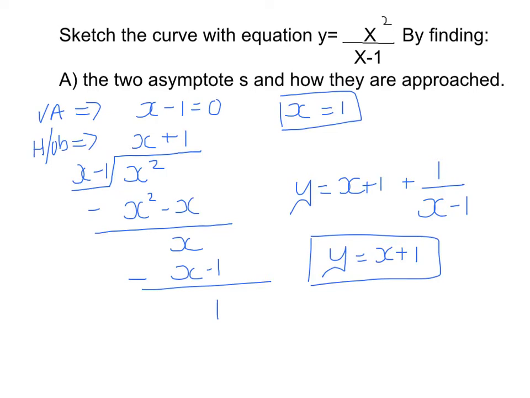So we've completed part A in that we've found the two equations of the asymptotes. We haven't yet addressed how they're approached, but I'm going to leave that until we're actually drawing the sketch, and then we'll look at how they're approached.